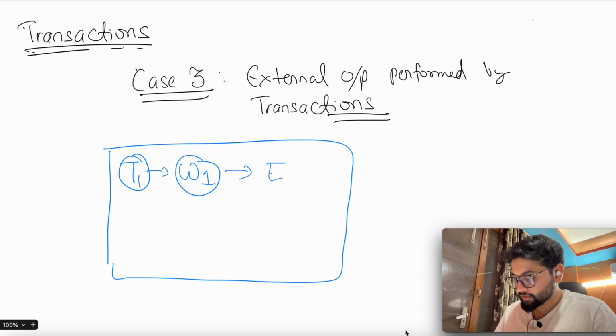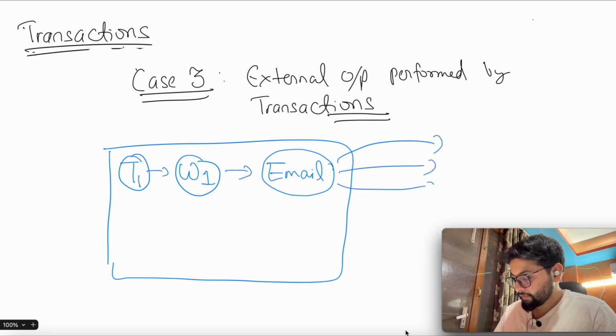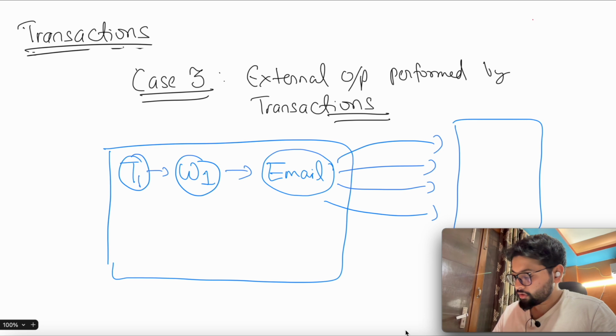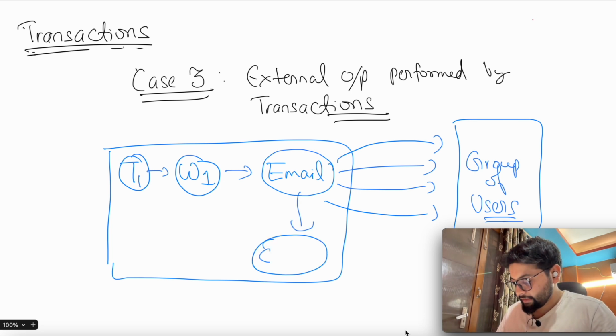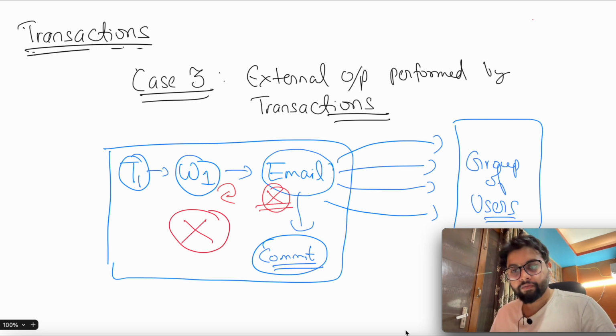it also triggers an email to a bunch of users. So we have a group of users here, which are basically the recipients of this email, and once the email is sent, the transaction commits itself. Now, if this transaction fails at any point, then we can roll back this write operation, but we can't roll back this email trigger operation, because the email has already been sent to a group of users, right?